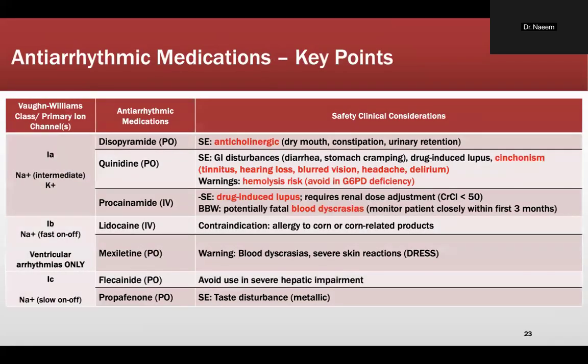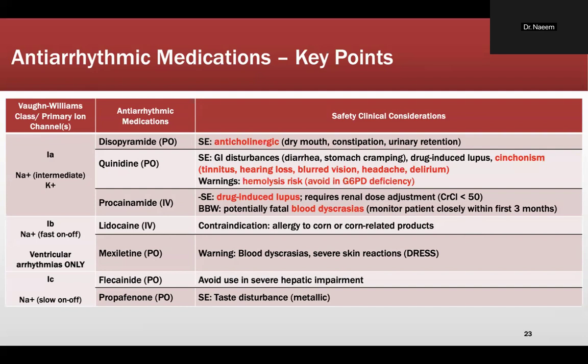Here's a table that breaks down the medication and then the clinical considerations. So again, with this table, review and make note of whatever you need to make note of if it's on the guide. If it's not on the guide, then we'll go through it as more of an FYI thing. So class 1A, you can see there's disopyramide.